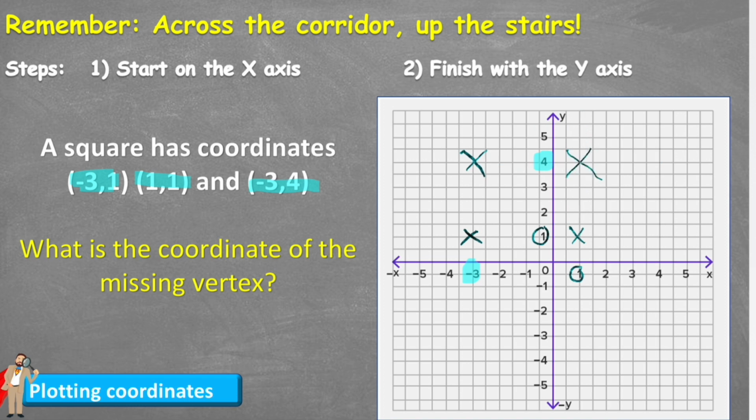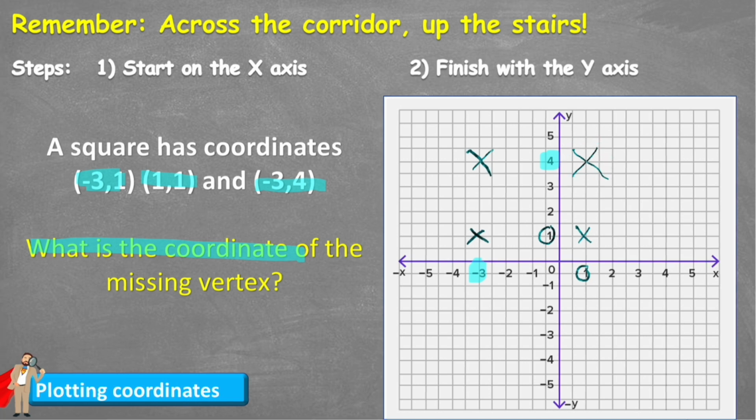But that's not what the question asked. The question asked, what is the coordinate? So I need to find the coordinate of this position just here, and I can see that if I come down to the x-axis, I land on 1, so my coordinate must start with 1, and if I go along to the y-axis, I can see that I land on 4, therefore my y-axis is 4. Therefore the missing vertex is on the coordinate positive 1, positive 4. And I'd get myself a mark.